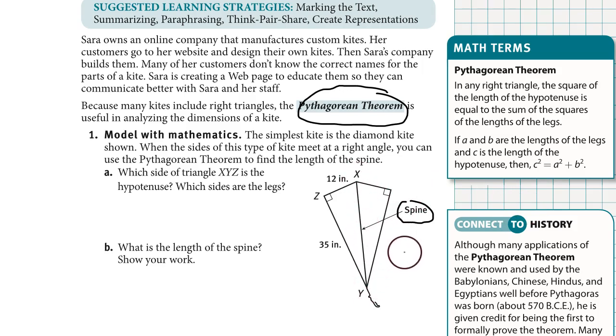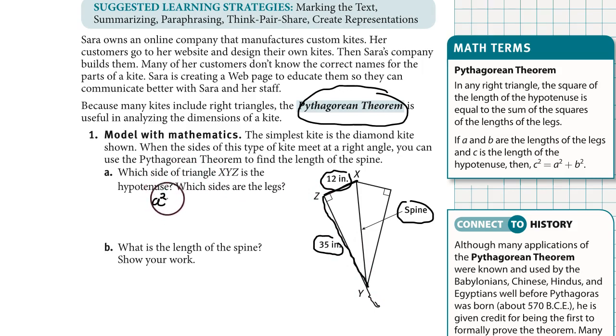We can find that length using the Pythagorean theorem because there is a right triangle in the kite, and we know the length of the legs of the right triangle. The short leg is 12 inches. The longer leg from here to here is 35 inches, and the spine is the hypotenuse of the kite. We could find that spine using the Pythagorean theorem.